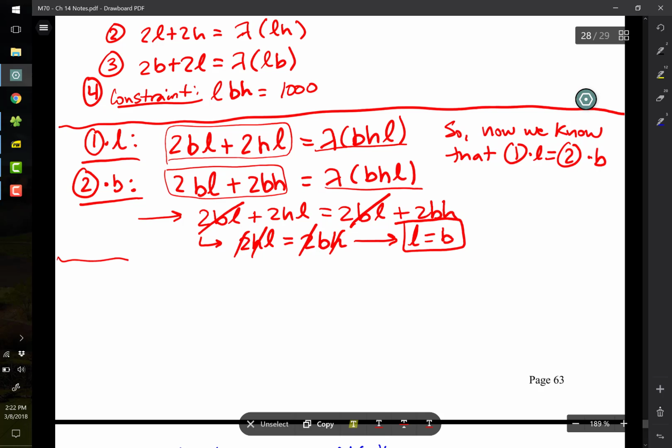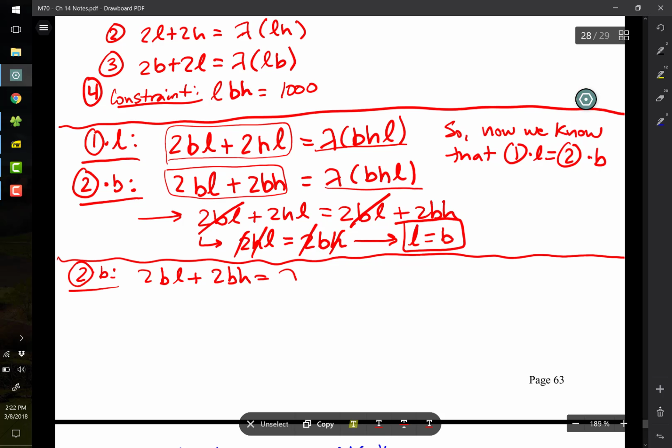Similarly, I had number 2 times the base, which we already had. It was 2BL plus 2BH is equal to lambda BHL. I can also do that to number 3. Number 3 has a B and an L, so it needs an H. So I'm going to multiply by H. And so what we get is 2BH plus 2LH is equal to lambda times BHL.